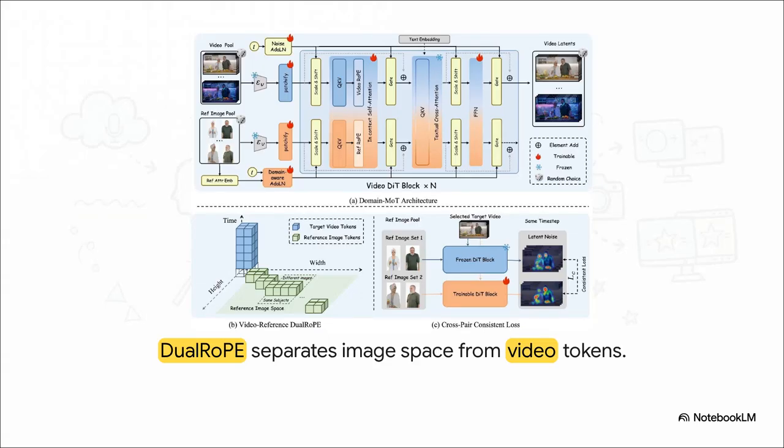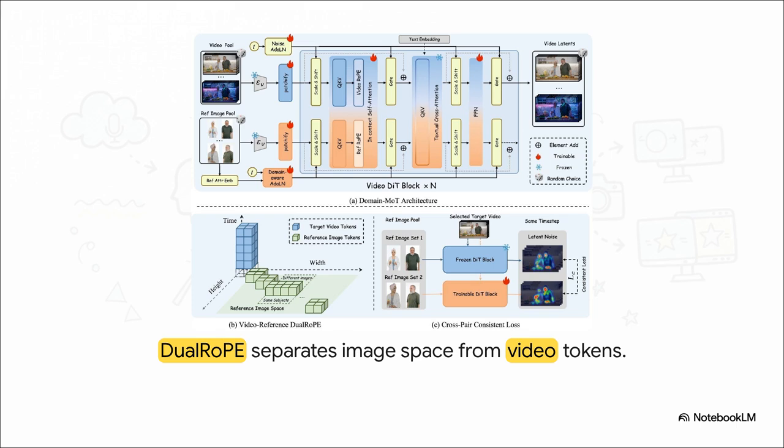Let's return to our master architecture slide. But this time, I want you to focus purely on the bottom left subdiagram labeled B, Video Reference DualRoPE. This right here is the mathematically rigorous breakdown of that theater stage analogy we just talked about. Now, RoPE stands for Rotary Position Embedding. It's a highly effective, modern way of encoding positional information by mathematically rotating the token vectors inside the latent space. Notice the blue cubes in the diagram representing the target video tokens? They exist in a very clear 3D coordinate system: time, height, and width. This is our physical theater stage.